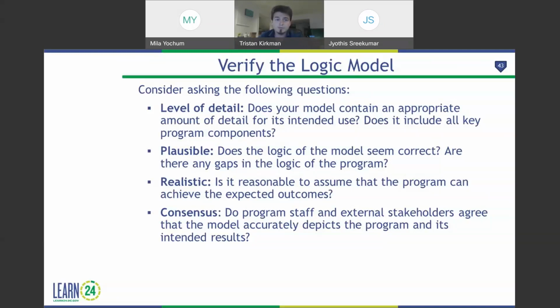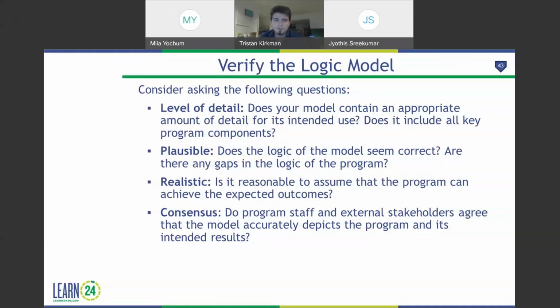It's also important to consider how realistic your program assumptions are. One thing to note is that it's okay to identify longer-term outcomes for your program, even though it may not seem feasible for you to measure the cause and effect relationship between your intervention and your longer-term outcomes. In verifying your logic model, it's more important to ask whether it's reasonable to assume that the program can achieve the expected short to long-term outcomes.